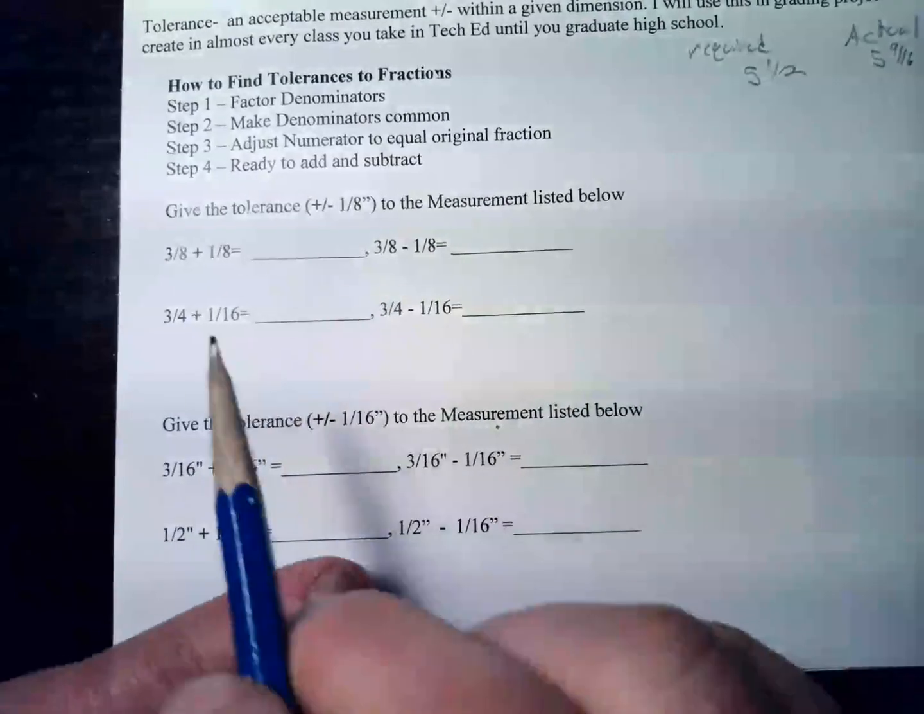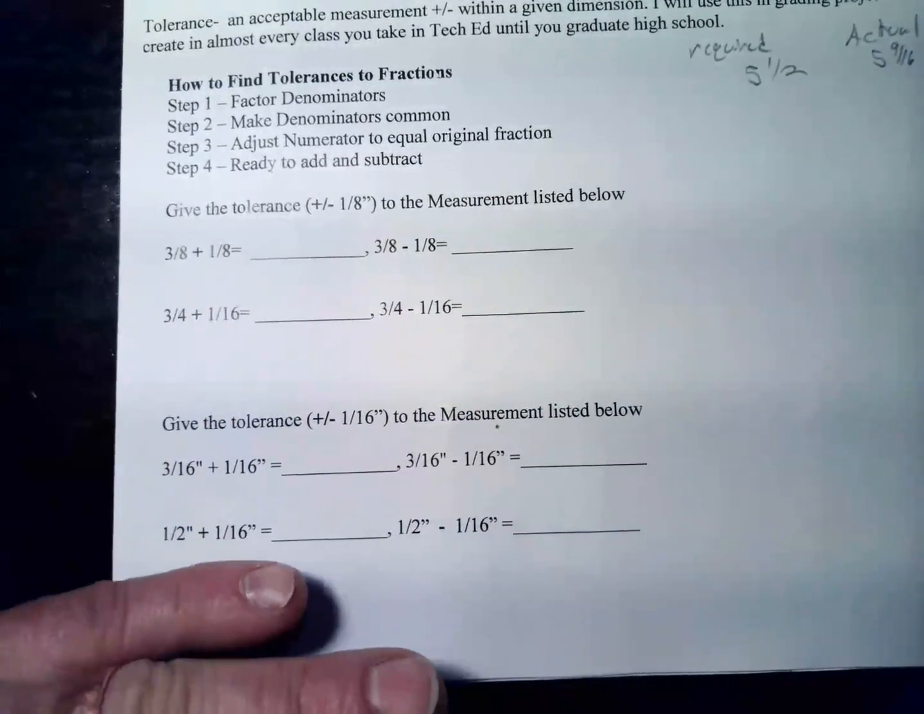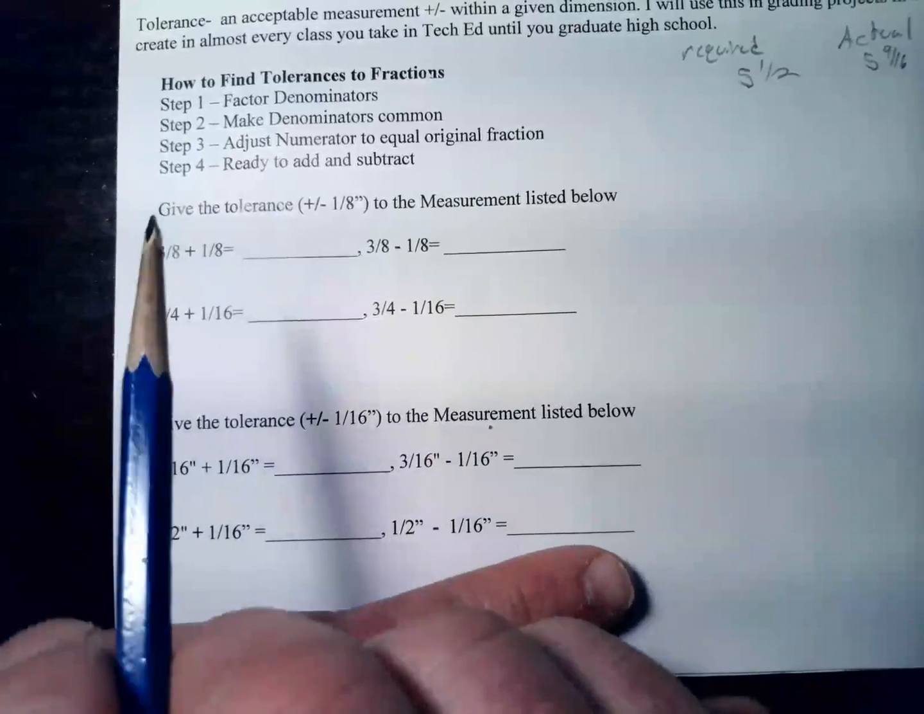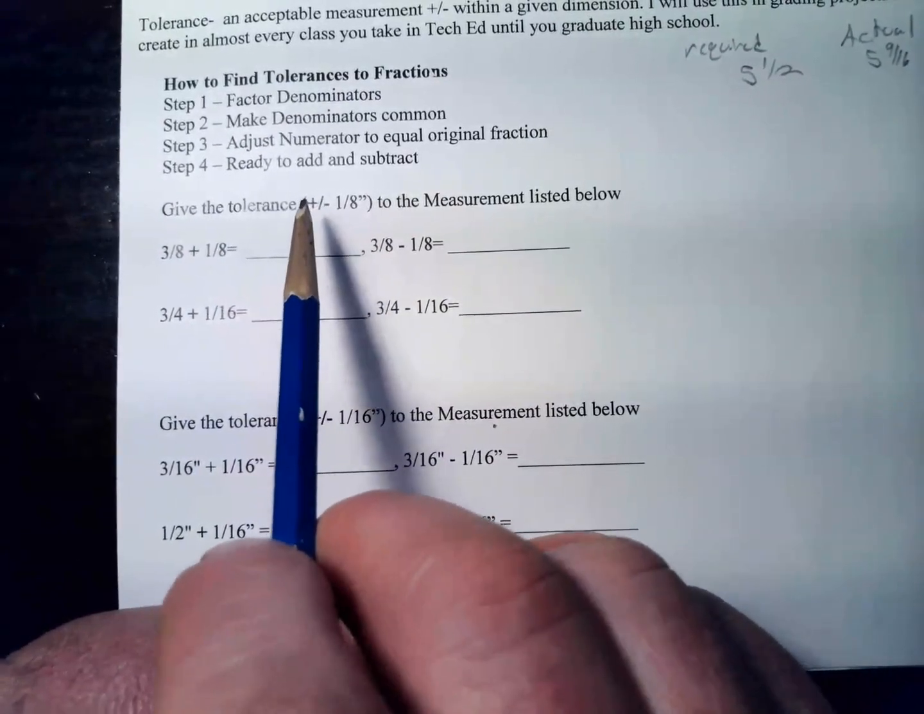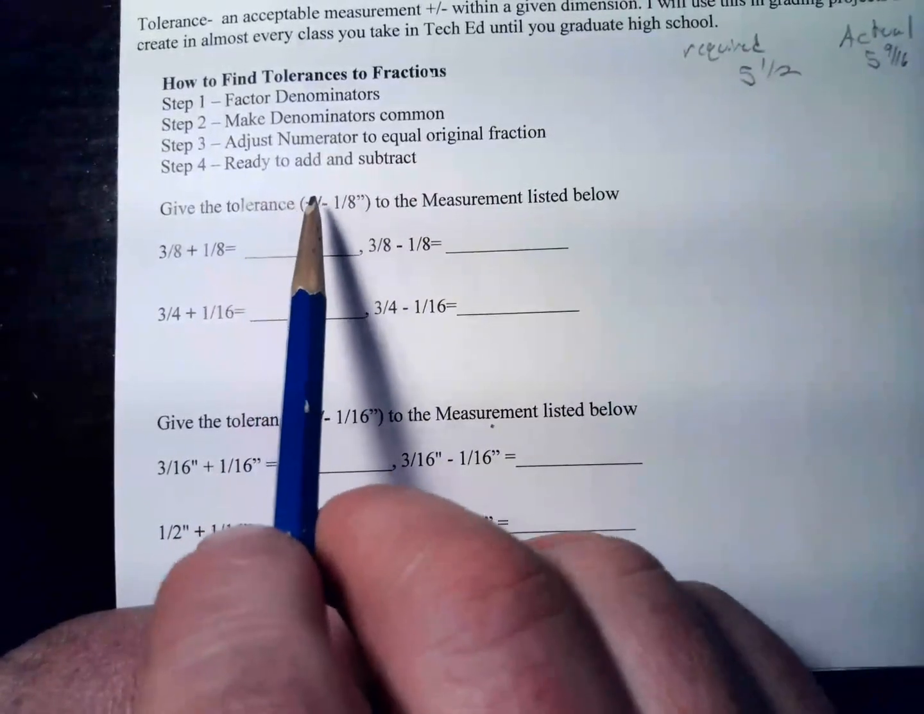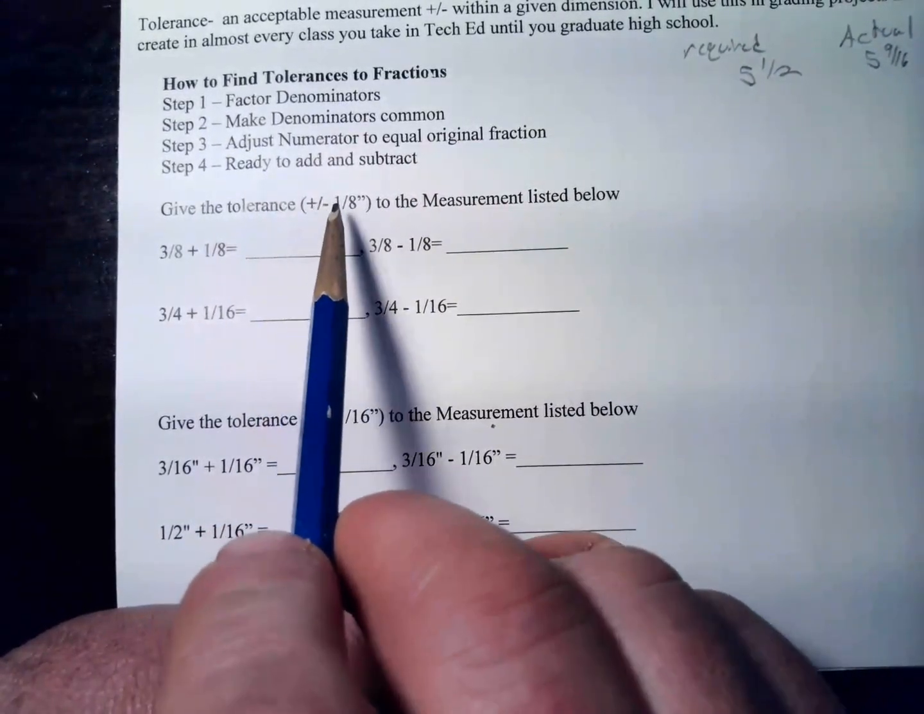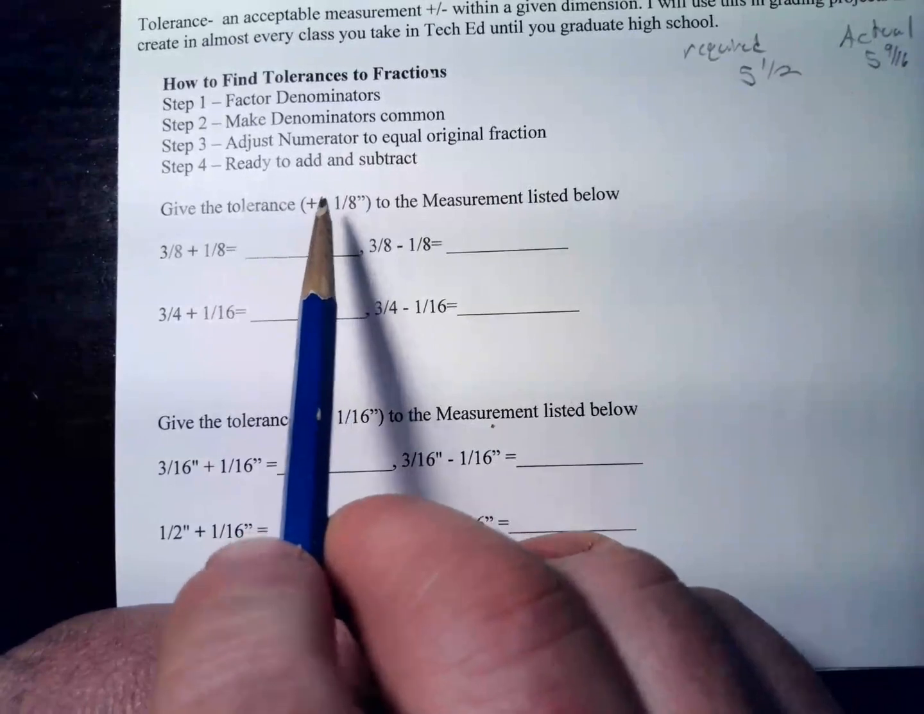Okay. So give the tolerances if your tolerance was plus or minus 1/8 of an inch. So you can either be an eighth of an inch above a listed measurement. That's one of the things when it says tolerances. Usually you're going to see a plus or minus and then a fraction next to it.